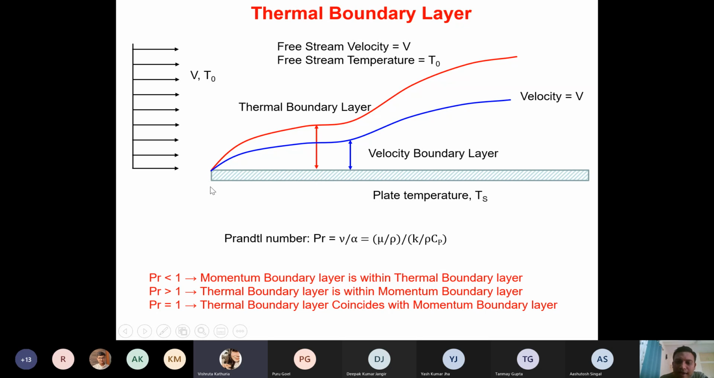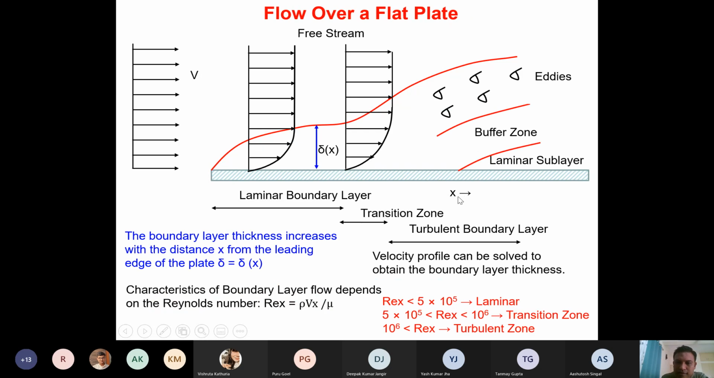As the distance x from the leading edge is increasing, initially in the laminar zone my boundary layer thickness is increasing up to this point. Beyond this it is also increasing, but the problem is that beyond this there is turbulence formation in the boundary layer, and therefore instead of decreasing the rate of heat transfer, it rather increases. Is it clear?